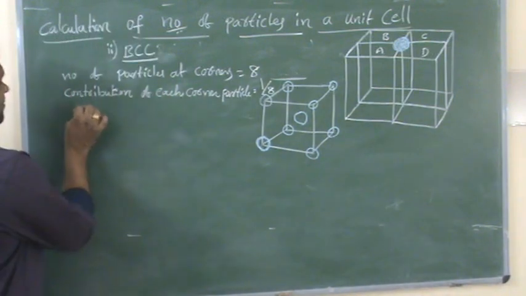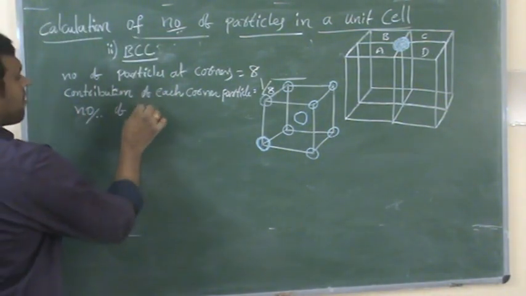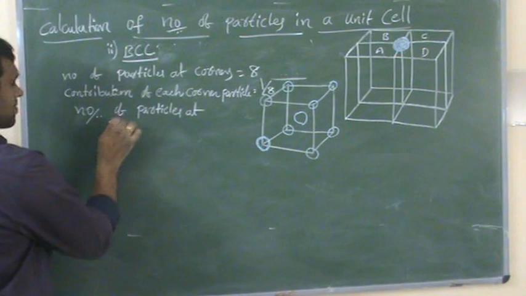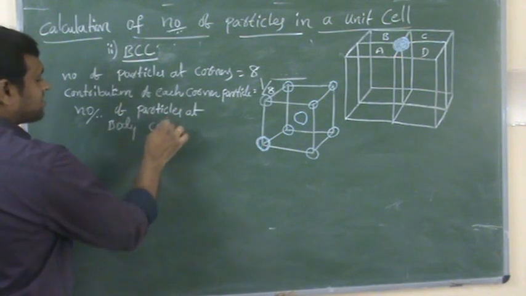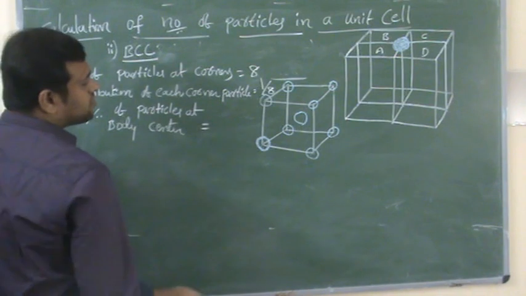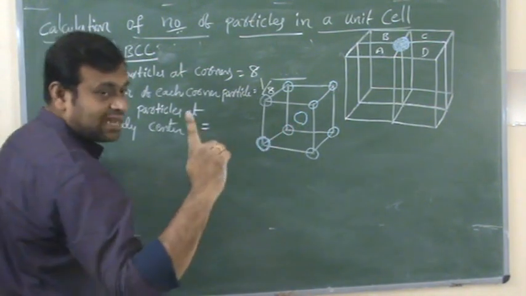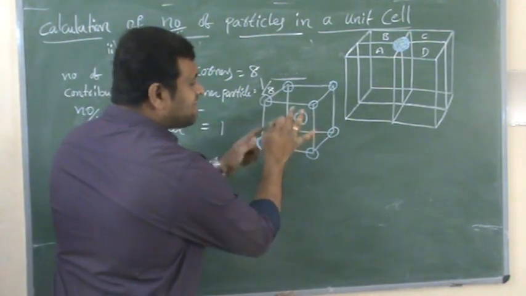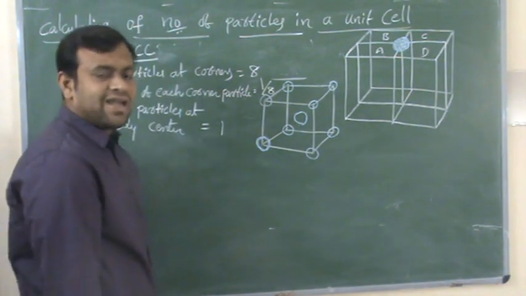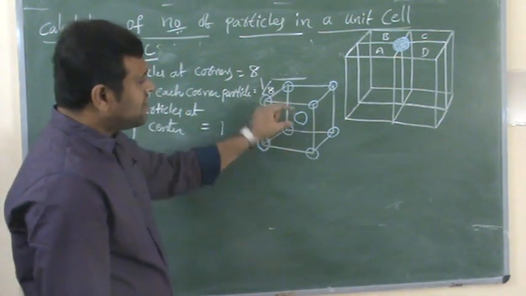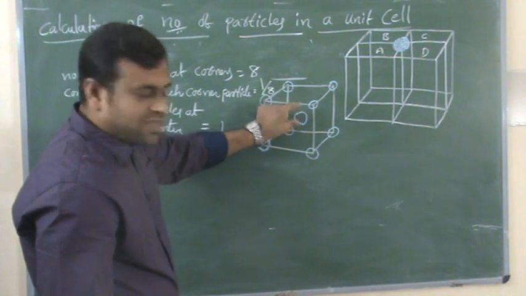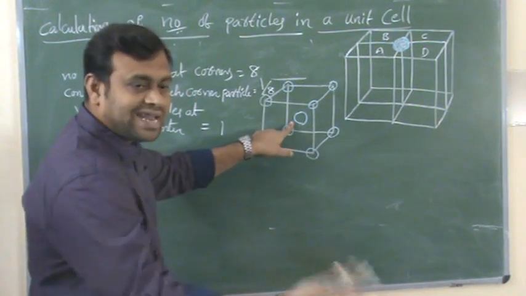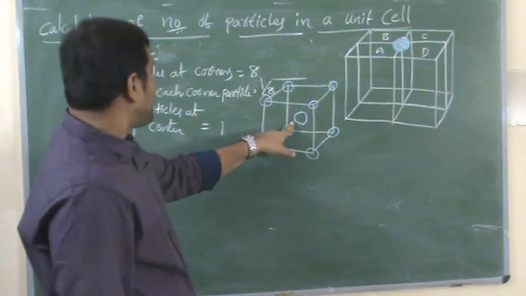Yes. Next, the number of particles at body center is equal to, how many particles are there at body center? Only one. If it is present at the body center, this particle belongs to only that particular unit cell. We had discussed in our previous class also, right? So if the particle is present here, this particle belongs to only that particular unit cell. It is not shared by any other unit cell. Is it correct or not? Then what is its contribution?